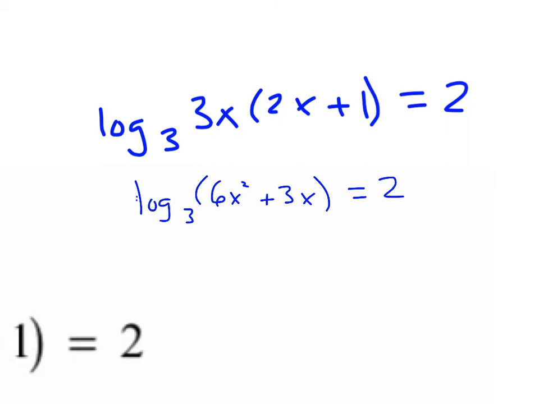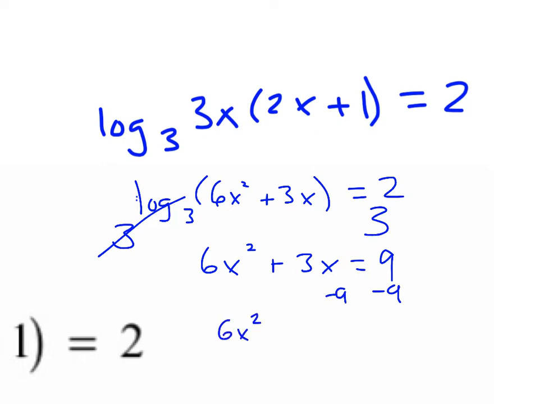What else can we do? Get rid of the log by making our big base 3. So this cancels, and we have 6x squared plus 3x is equal to, what's 3 squared? 9. What should we do next? Subtract 9 on both sides. So 6x squared plus 3x minus 9 is equal to 0. Now we can factor.